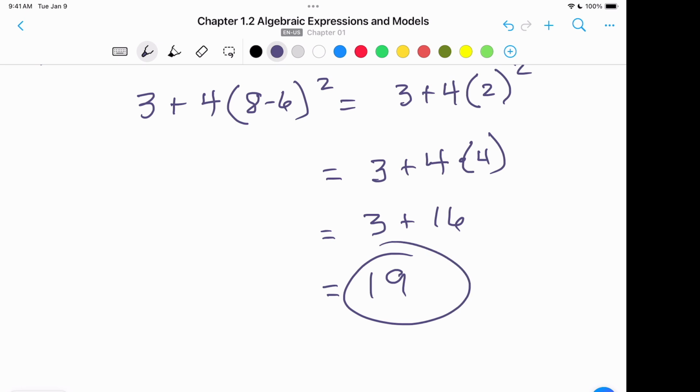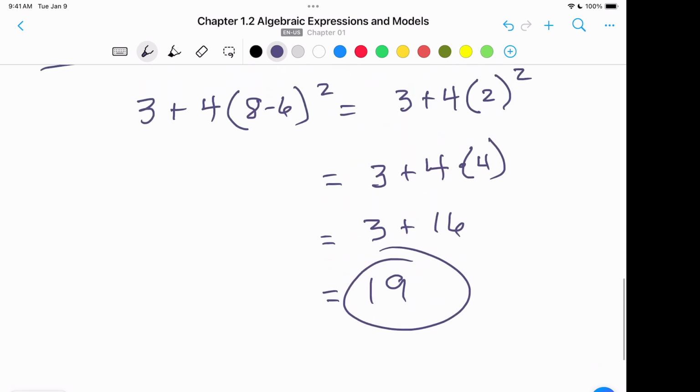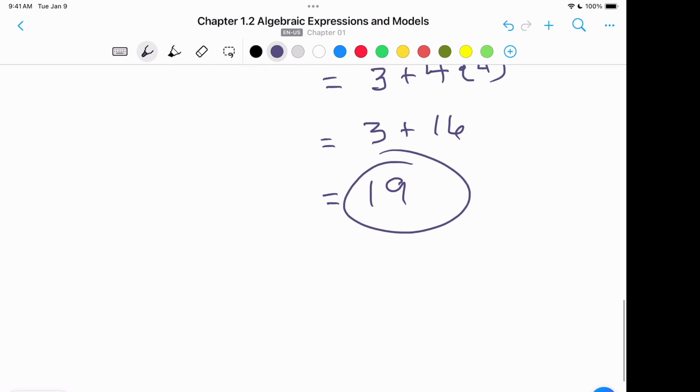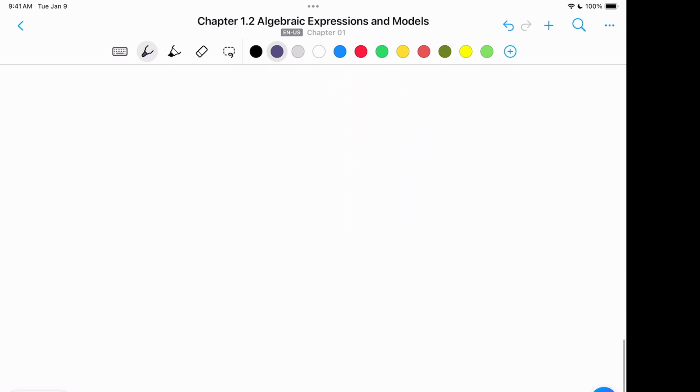And that's how you follow the order of operations. Now, let's move on to the next one. Go ahead and pause it and copy it down. We'll move on to the next thing. The next thing is going to be evaluating an algebraic expression.